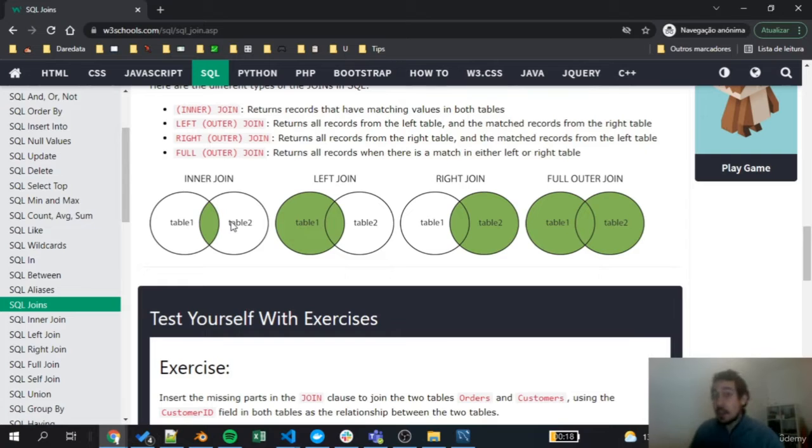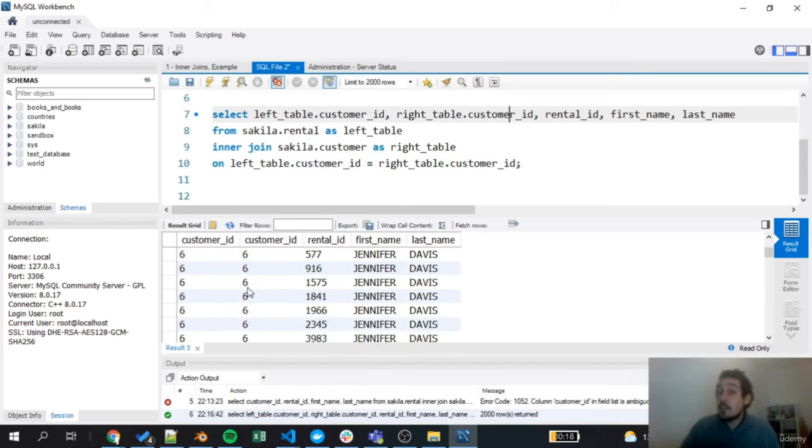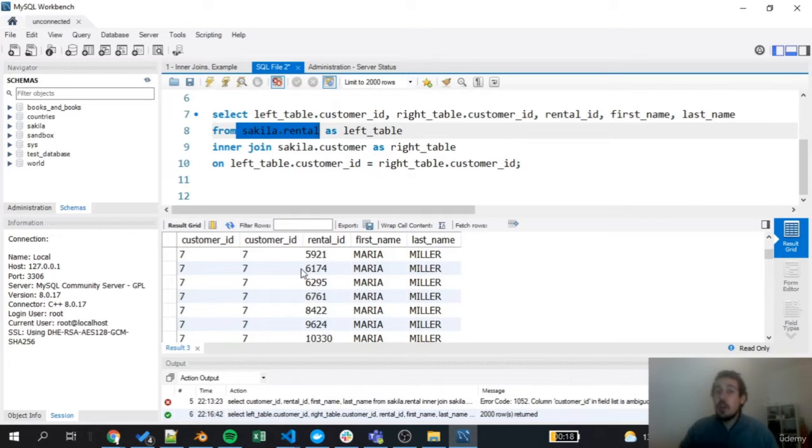Imagine that we had a customer that didn't have any rental at all. It means that customer was in the customer table, but wasn't in the rental table because they didn't do any rental. Then that customer would not be in the result. In this query that we were seeing, if there is a customer on the left table that didn't do any rental, with an inner join, he wouldn't show here because he is not in both tables. An inner join only returns rows where the key that connects both of the tables is in both tables.